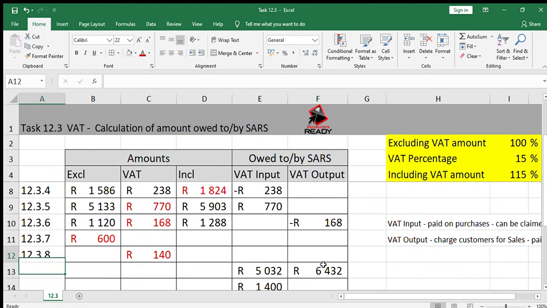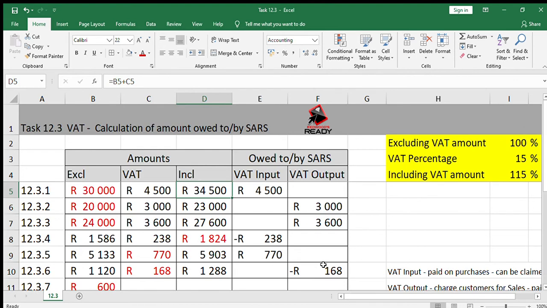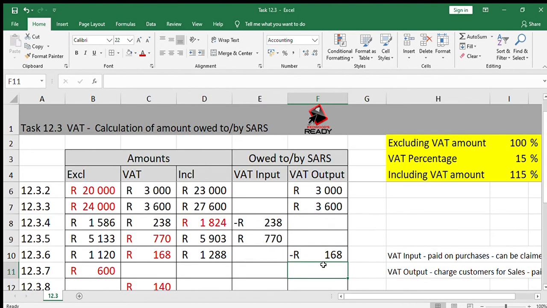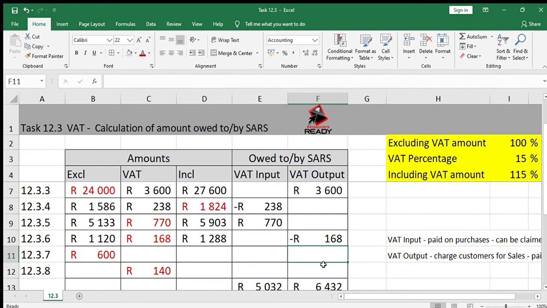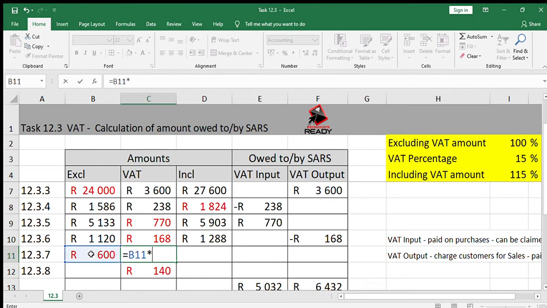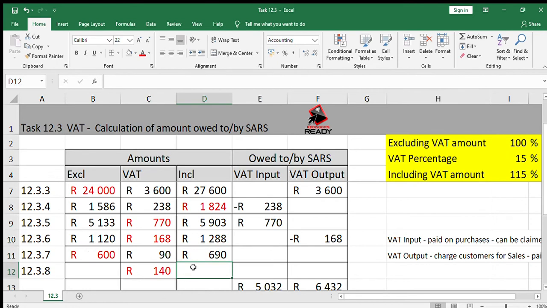12.3.7 is Helen writes off bad debts. When she writes off bad debts, remember, the initial sale was recorded as VAT output. So when bad debts are written off, the VAT portion on the bad debt is not part of VAT output any longer. So we can either put it as a negative under VAT output or in the opposite column, which is the VAT input column. First we need to work out the VAT portion, which is easiest given the excluding. We'll just say 600 times 15%. To get the including, I'm going to say 600 plus 90. You can try the other calculations if you like. The amount of VAT belonging to the bad debt will be negative output. So in the output column, a minus sign.